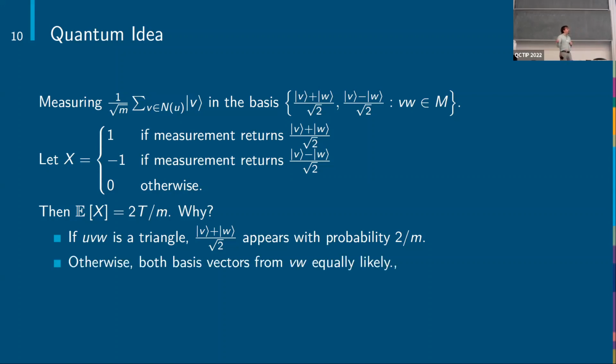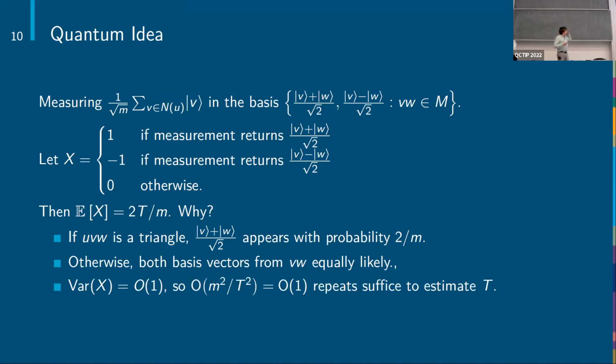And then for any other situation with regards to V and W, both basis element vectors, V plus W and V minus W, will be equally likely. Either one of V and W is present, so they both arrive with probability 2/m, or neither is present and they're both guaranteed not to arise in your measurement. So that tells you that we have the right expectation, and because this variable takes values in +1, -1 and 0, it trivially has constant variance.